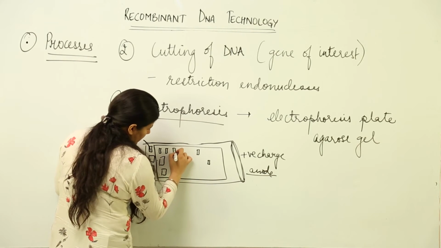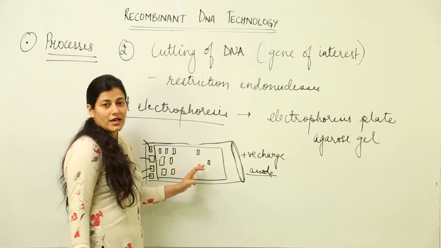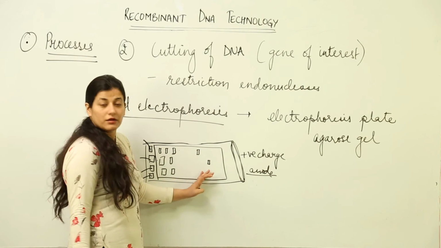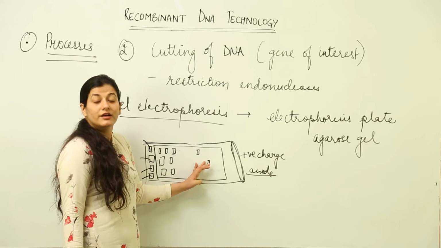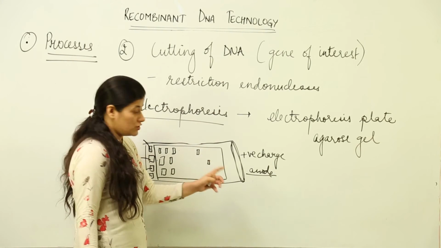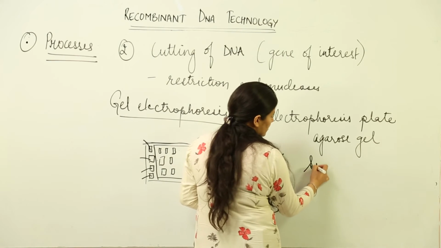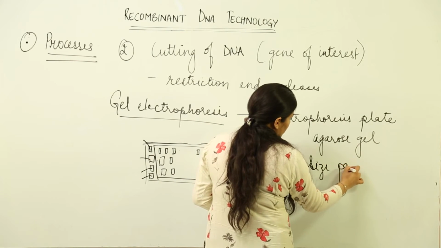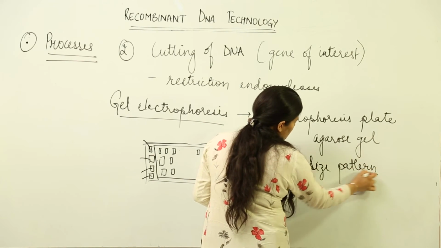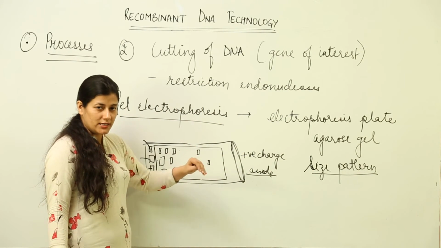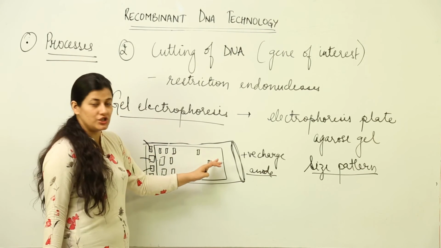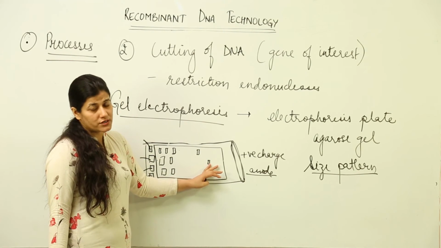Now this is agarose gel electrophoresis. This is the electrophoresis plate over which you see the DNA being arranged according to its size. So you get a size pattern arrangement. Those which are smallest in size move farthest. Those which are larger in size stay backwards. This is what is achieved on the gel electrophoresis plate.